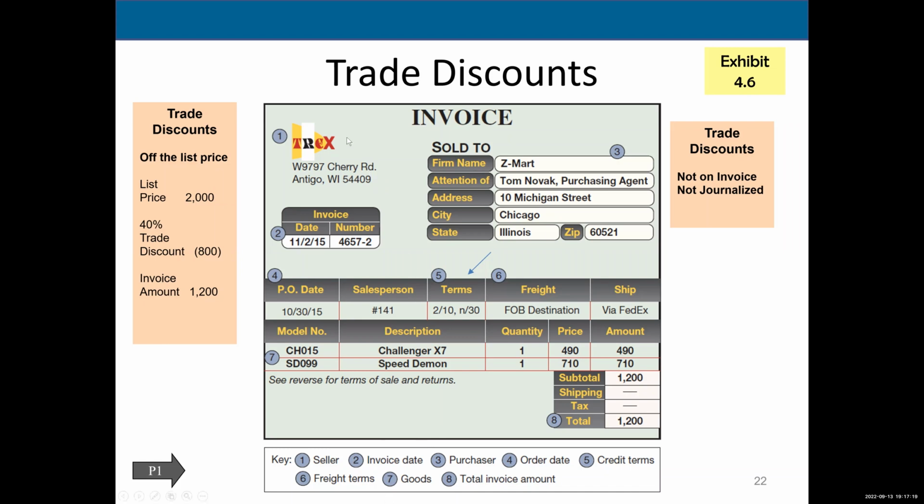First off, this is our vendor, Trex. This is who we're buying the merchandise from. Here on the invoice, this is us. We're Zmart. And so this is our name, this is our address. It's pretty easy, right? The date of the invoice is 11/2/15. So the date of the invoice is November 2nd. And can I just tell you something? Don't even worry about the PO date. That's not really important for us in this chapter. But the terms will be, you see these terms, 2/10 net 30. You say, well, what the heck is that?